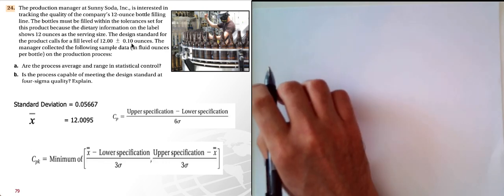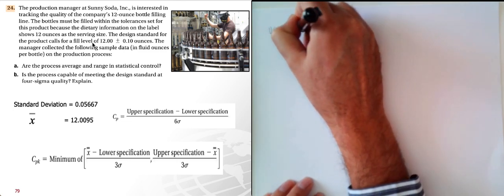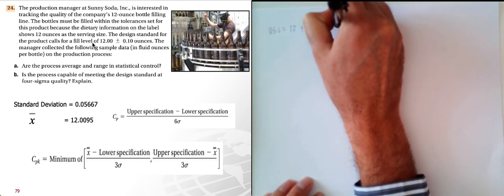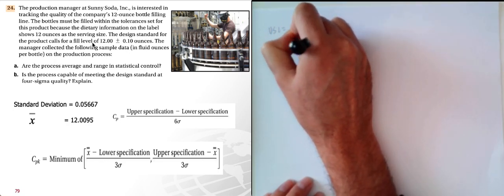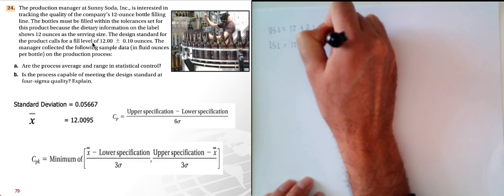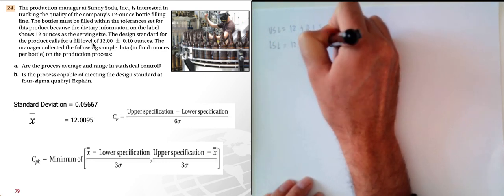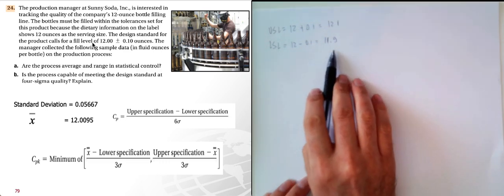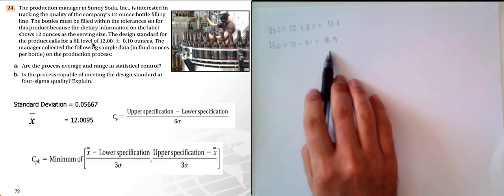So control limits we calculated previously when we worked on this problem was that formula for the upper and lower control limits. Now we're talking about specification limits. So upper specification limit is going to be 12 plus 0.1, which is 12.1, and lower specification limit is 12 minus 0.1, which is 11.9. So these are given by the customer, okay? Different than the control limits.